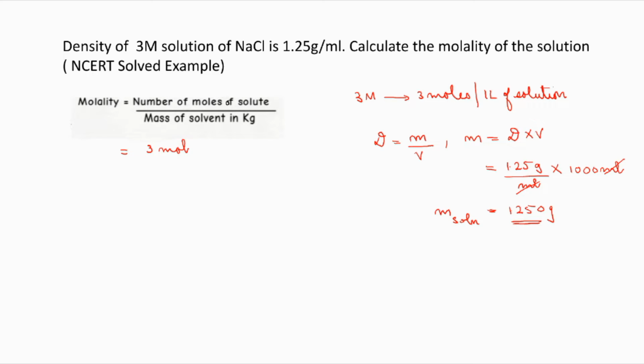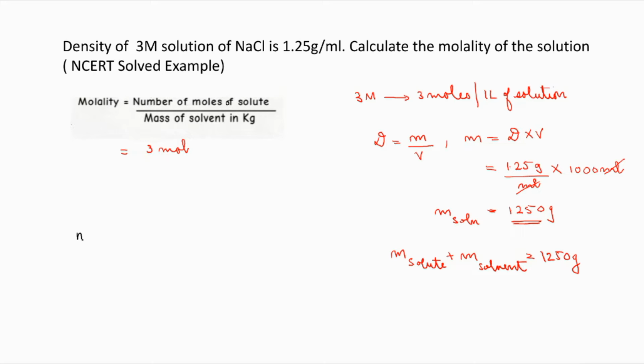Correct? But remember, 1250 gram is the mass of the solution, not the solvent. So you can write this as mass of the solute plus mass of solvent, that will be equal to 1250 gram. Agreed? From this, if you could find out the mass of the solute, we can subtract it and then we will be getting the mass of the solvent. Now think about, is there any way to calculate the mass of the solute? Yes, it is possible. We have a shortcut method.